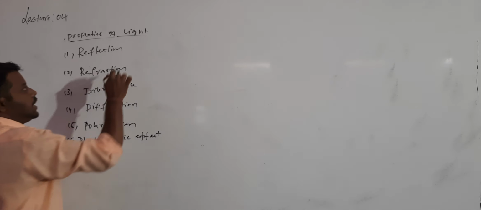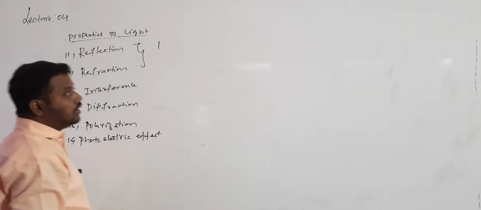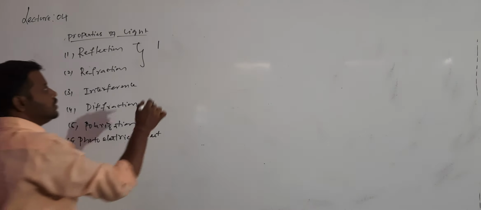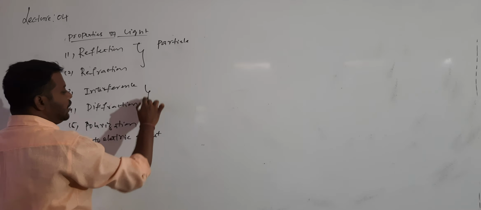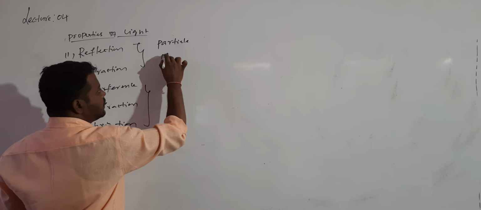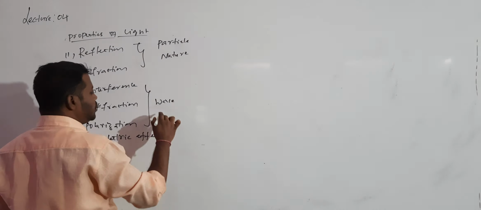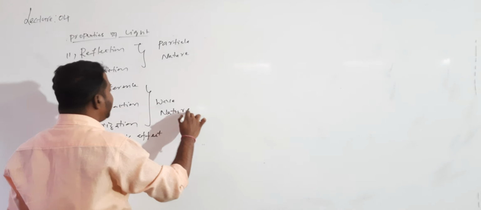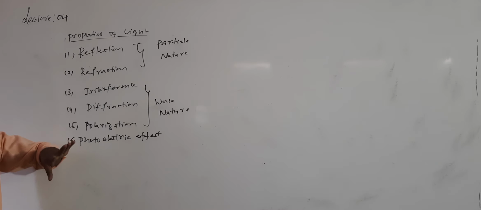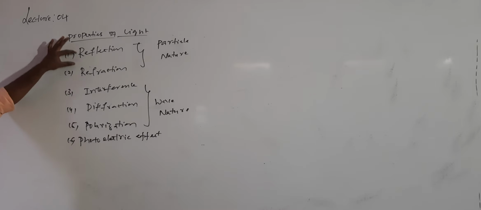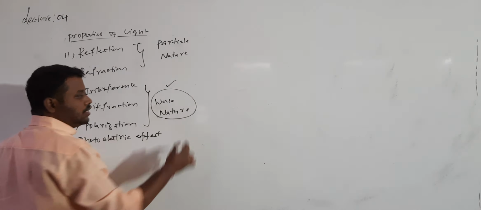Reflection and refraction can be explained both by Newton's particle theory and also by wave theory. According to Newton's corpuscular theory of reflection, light is of which nature? Particle nature. But according to interference, diffraction and polarization, light is wave nature. Again, this wave nature could also succeed in explaining reflection and refraction. So for explaining reflection, refraction, interference, diffraction and polarization, we consider wave nature.